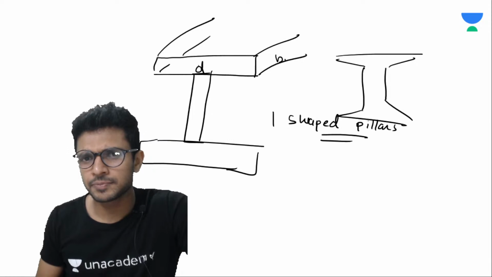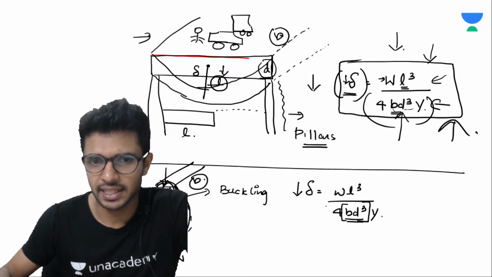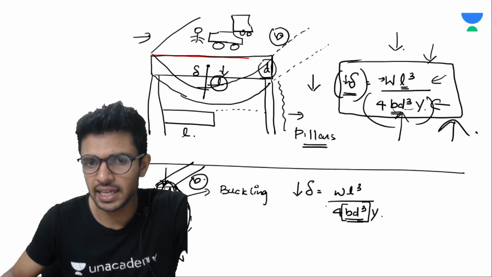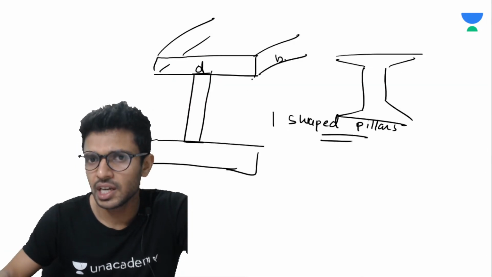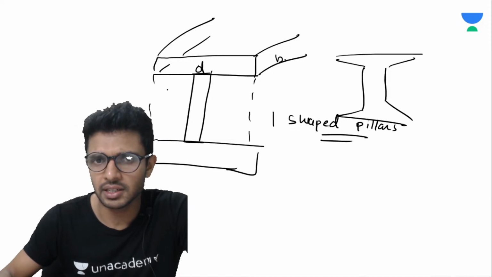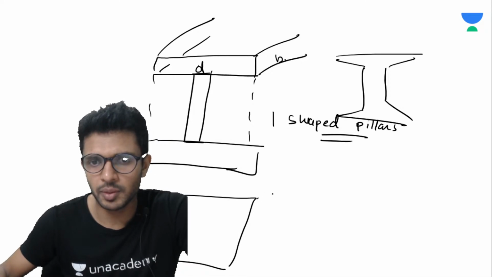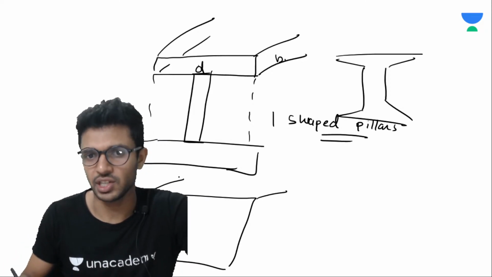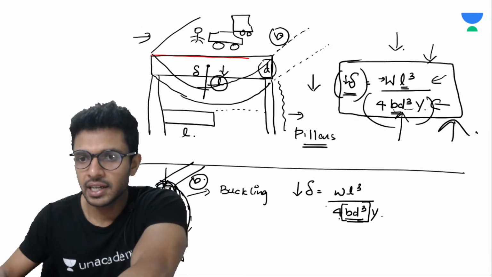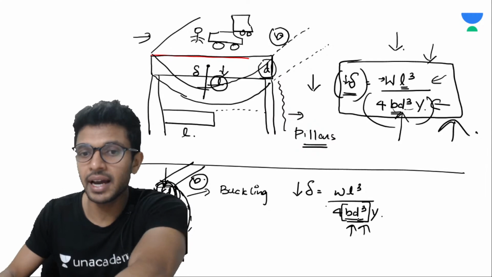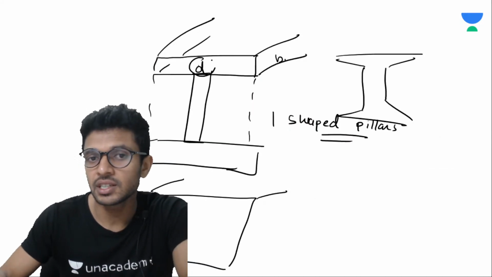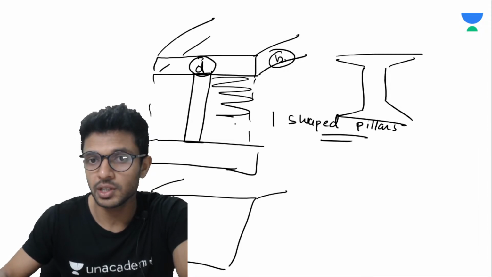Now you will be thinking, sir, now you know that this is B and this is D. Why do we have to make an I-shaped structure here? Why can't we make a complete big square or rectangular shaped structure like this? Children, in order to reduce buckling, we just need to increase the B value and D value. For increasing B value and D value, you just need to increase on the top side. You don't need to increase the size of this pillar throughout.